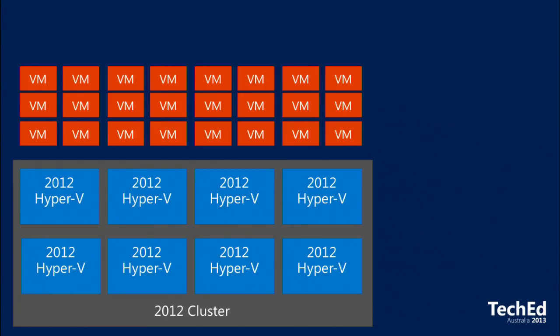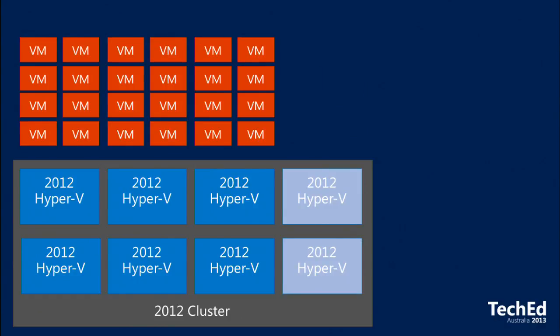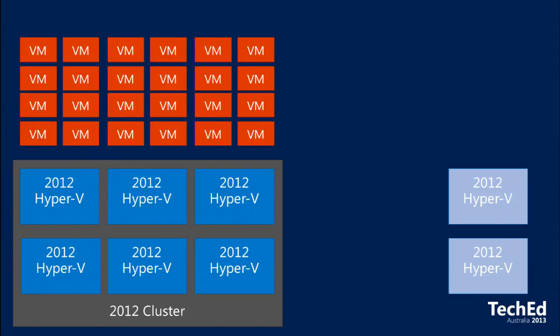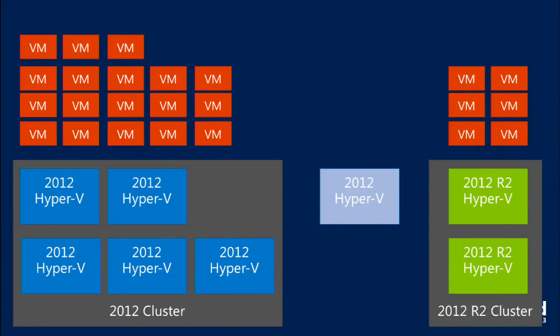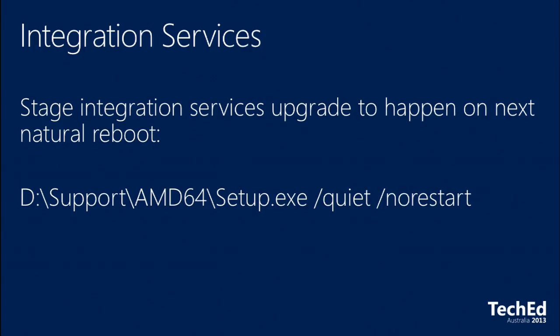So the basic process that we're recommending is very similar to the last diagram I showed you. You have a bunch of virtual machines, you have a Hyper-V cluster. You're just going to first evacuate some of the nodes in your source cluster, eject those nodes, upgrade them, and then you're going to start using cross-version live migration to move everything across.